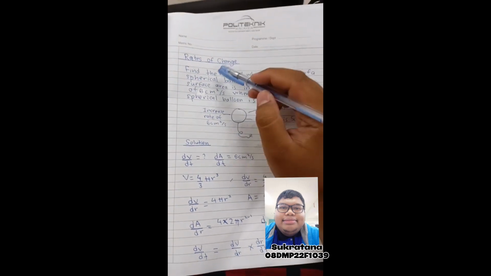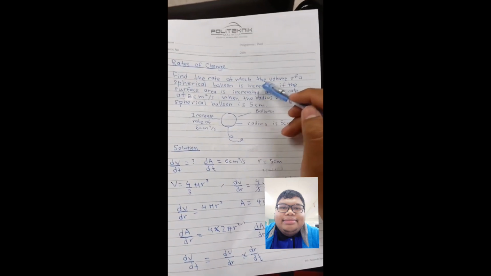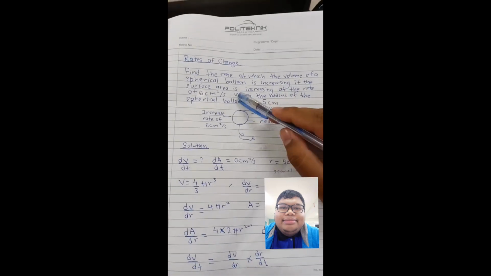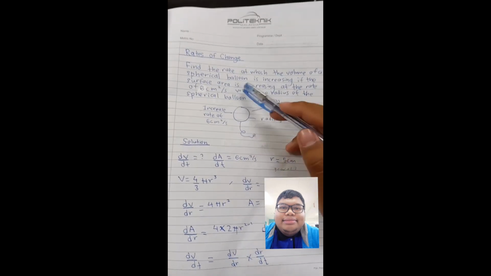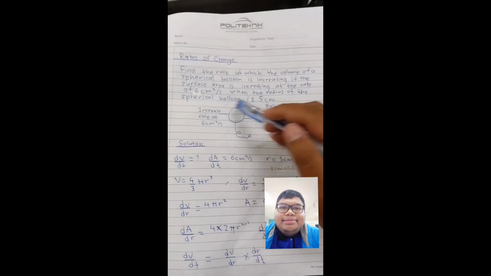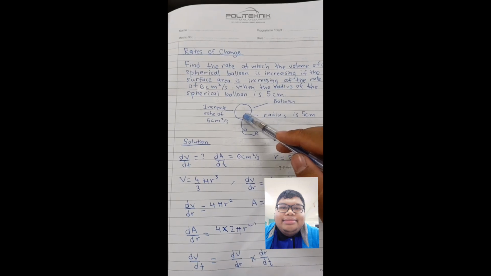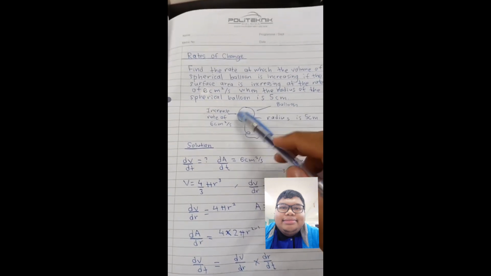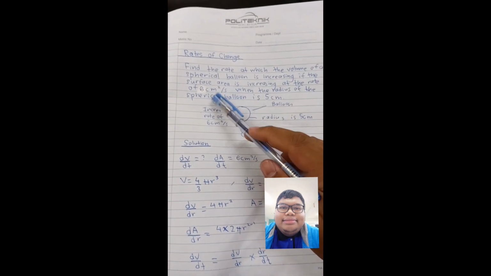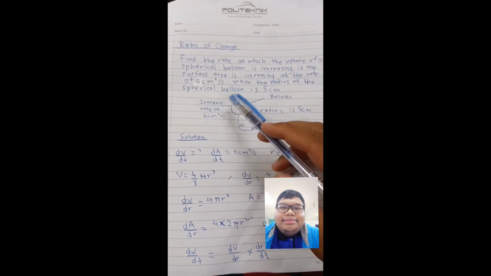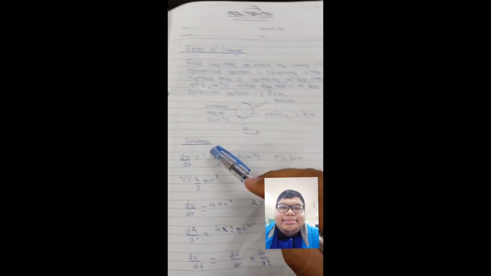Rates of change. Find the rate at which the volume of a spherical balloon is increasing, if the surface area is increasing at the rate of 6 cm² per second, when the radius of the spherical balloon is 5 cm. Here is the balloon, and the given rate is 6 centimeters squared per second, and the radius is given as 5 centimeters.